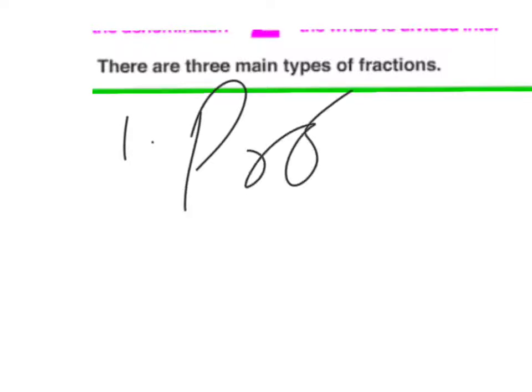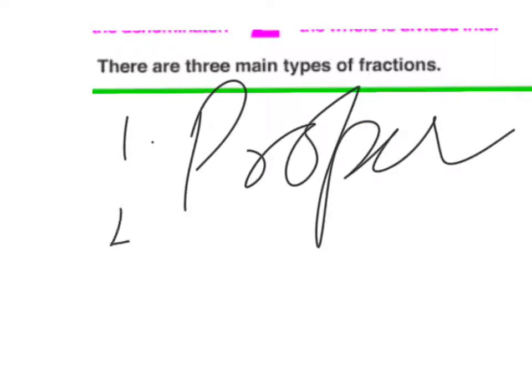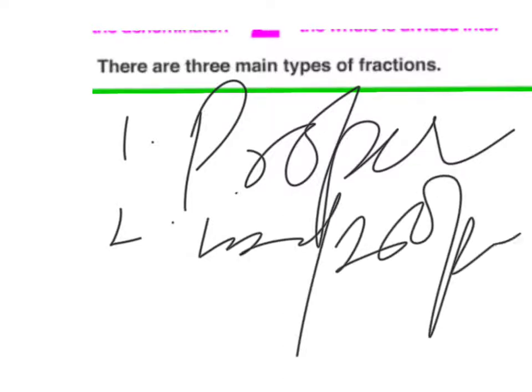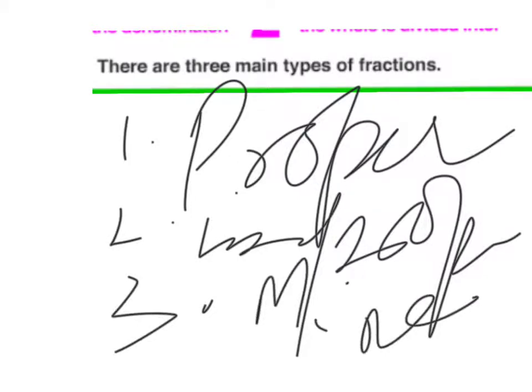Now there are three main types of fractions. Fractions की तीन types हैं. Number first is proper fractions. Number second is improper fractions. And number third is mixed fraction.